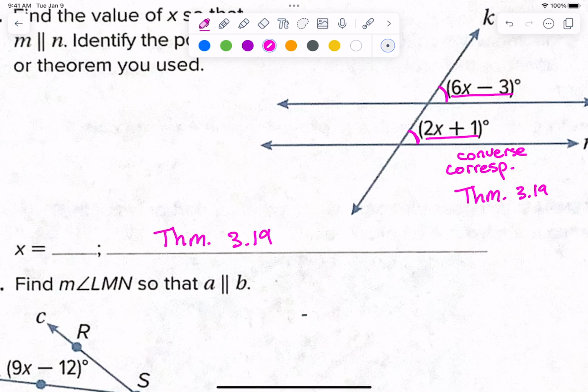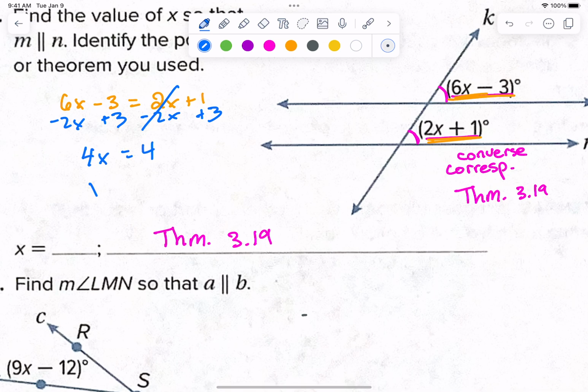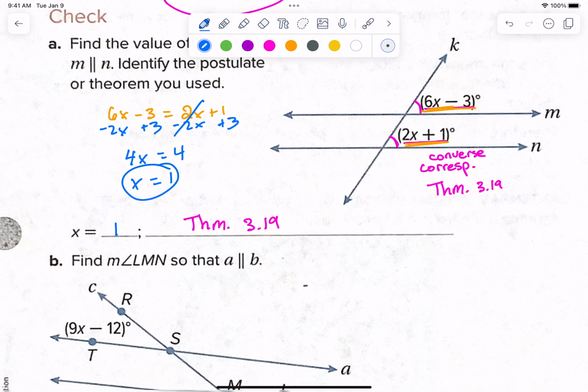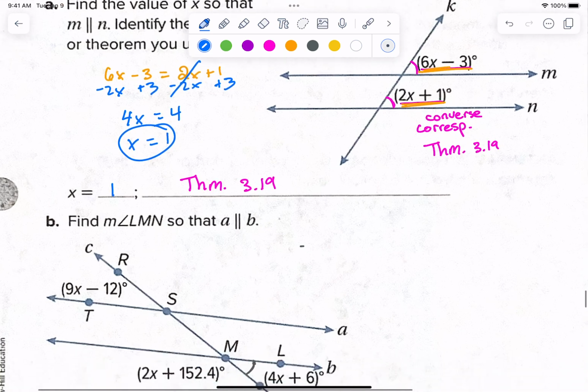What do we do with those two things? Like, what do we do with 6x minus 3 and 2x plus 1? They equal each other, you betcha. 6x minus 3, 2x plus 1. Let's subtract the 2x and add the 3. So I've got 4x equals 4, and x is 1. X is 1 because of theorem 319. Okay, got it?